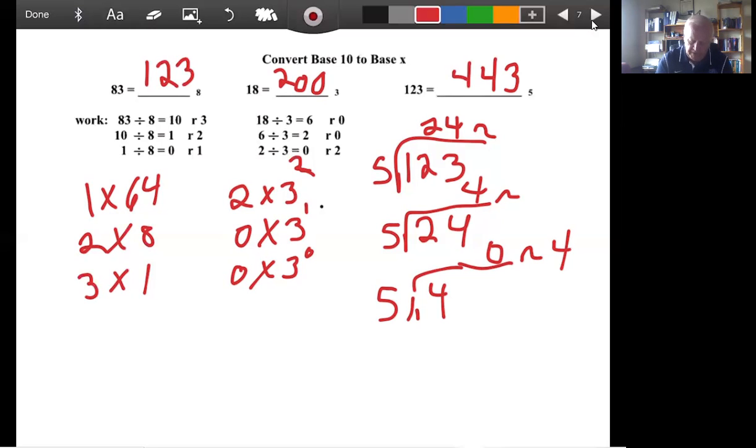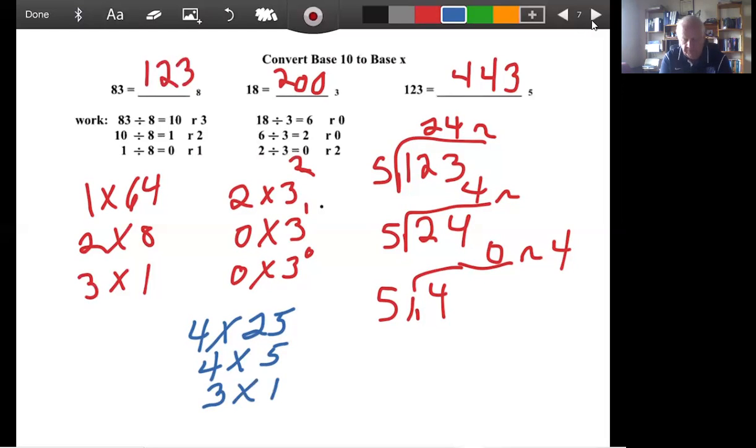And we can check that because it's 4 times 25, 4 times 5, and 3 times 1, which is 5 squared, 5 to the first and 5 to the 0. That should give us 123, and which it is. So using the little division and remainder technique is rather a neat way to be able to quickly change base 10 to a different base.